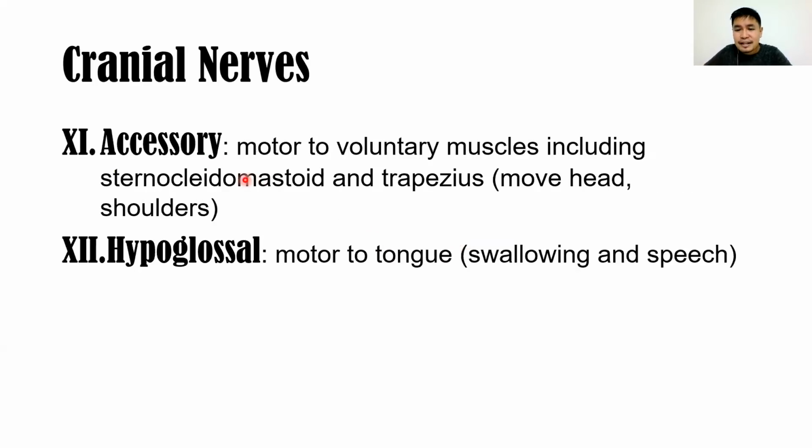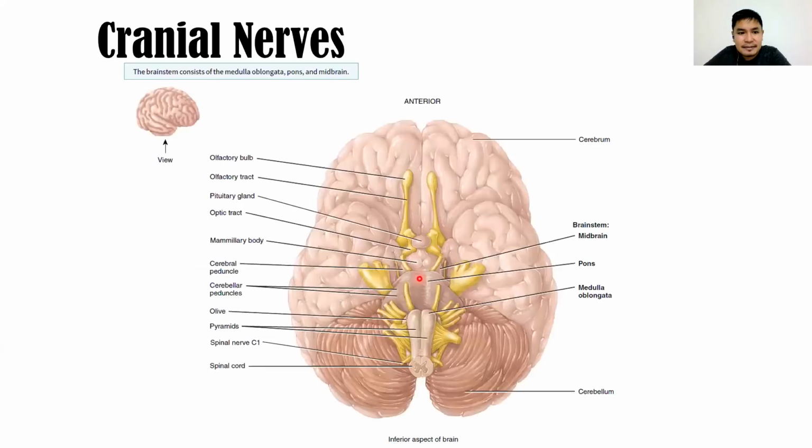Accessory, motor to voluntary muscles including the sternocleidomastoid. The sternocleidomastoid, again, is the muscle connecting your sternum to your clavicle and your mastoid. And then the trapezius, to move head and shoulders. That is nerve number 11. Hypoglossal, motor to the tongue, swallowing, and speech. So for 9, 10, and even 11, you could ask the patient to swallow, but for the hypoglossal, have the patient stick the tongue out. It should be at the center or midline.